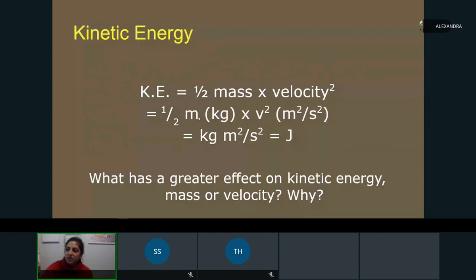Looking at our equation, what's going to have a greater effect on kinetic energy? Is it going to be mass or is it going to be velocity? And then tell me why. Which one is it going to be? You can type this in the chat if you would like.